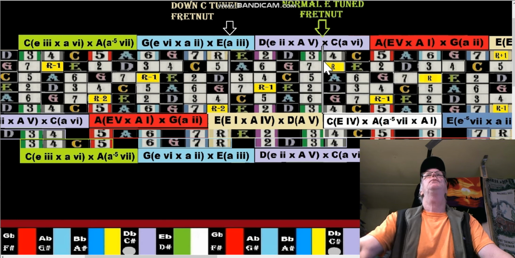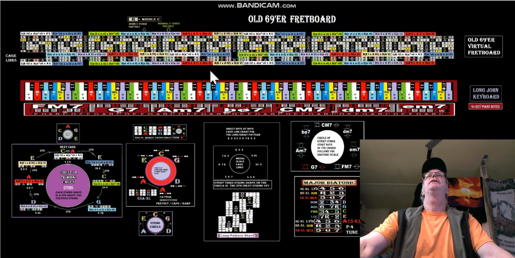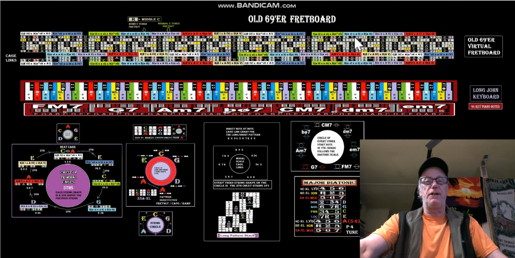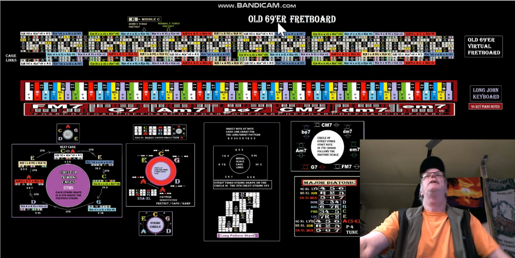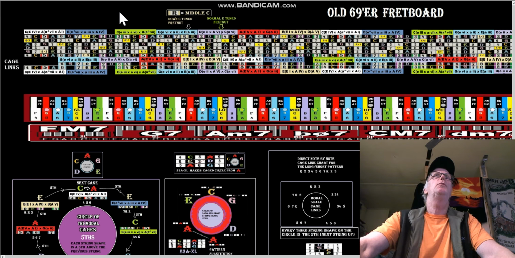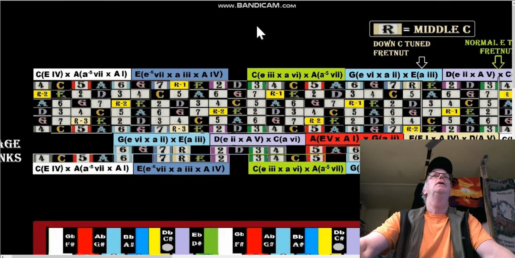I want to show you what's happened here. So this is the latest chart. I call it the old 69er fretboard, and guess how many frets it has? Your first guess counts. 69 fretboard. Why do we have a 69 fretboard? I think there might be 1 or 2 people who know why that is.